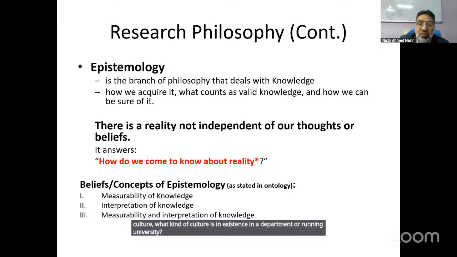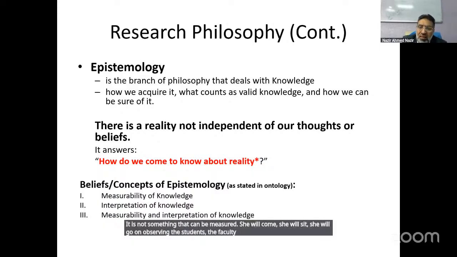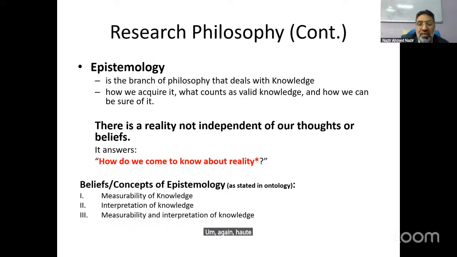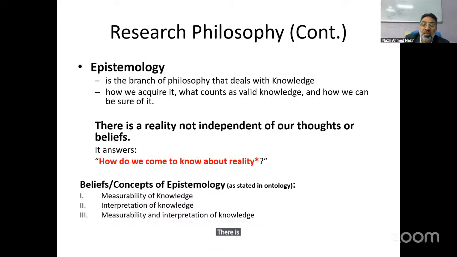What would a researcher do if he feels that culture is imaginary? It is not something that can be measured. He will come, he will sit, he will go on observing the students, the faculty members, their meetings. He would just see how things shape up, for example, in a department or in the academic institution. So the point here is that his belief is that leadership can only be interpreted. It can only be observed, and it can be jotted down, and it can be accordingly presented. There is no scope for measuring the culture or a leadership style in a given organization. That's what we normally call a qualitative kind of research.